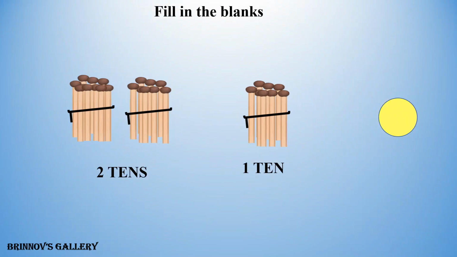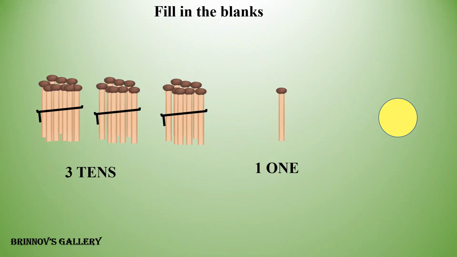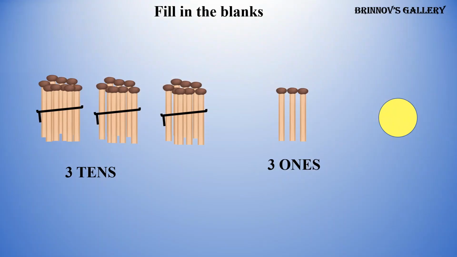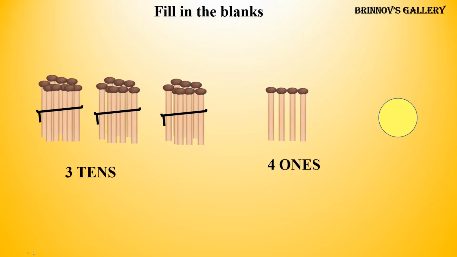2 tens, 1 ten, 30. 3 tens, 1 one, 31. 3 tens, 2 ones, 32. 3 tens, 3 ones, 33. 3 tens, 4 ones, 34.